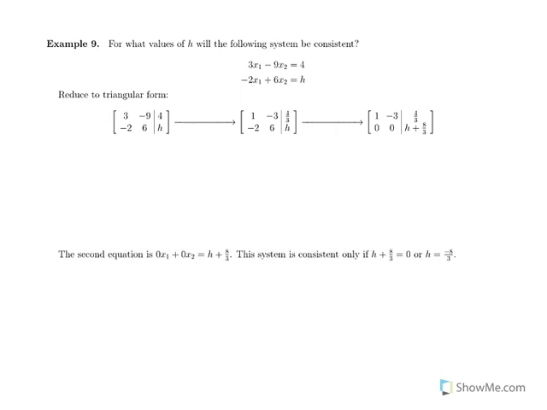So the original system, putting it into a matrix, is 3, -9 with the bar, 4, -2, 6 with the bar, h. And I'm going to go through all of this algebra with h just staying in there. So the first operation that I want is I want to get a 1 in this location right here. So to do that, I'm going to do 1/3 row 1 is going to be my new row 1. 1/3 times 3 is 1. 1/3 times -9 is -3. 1/3 times 4 is 4/3.